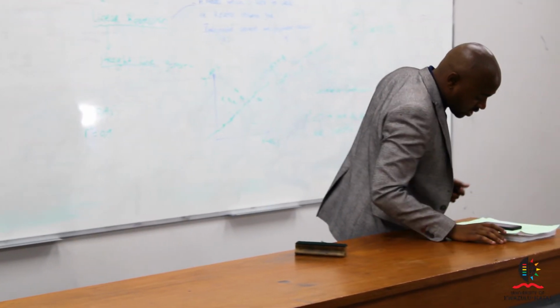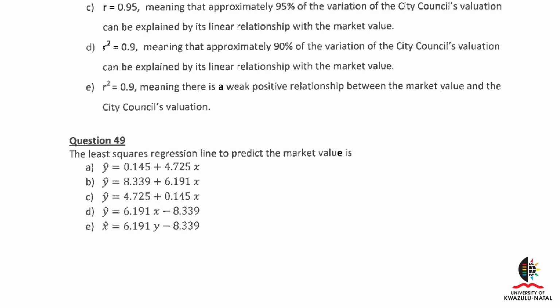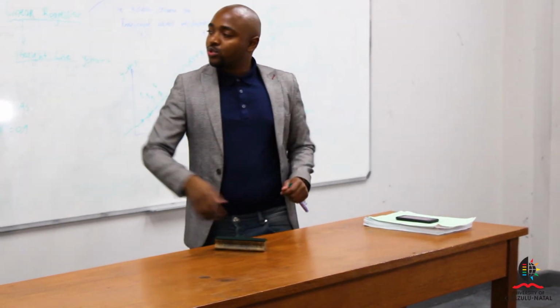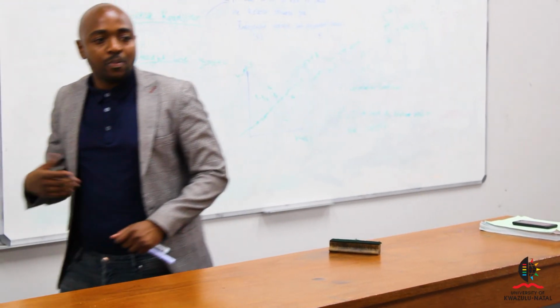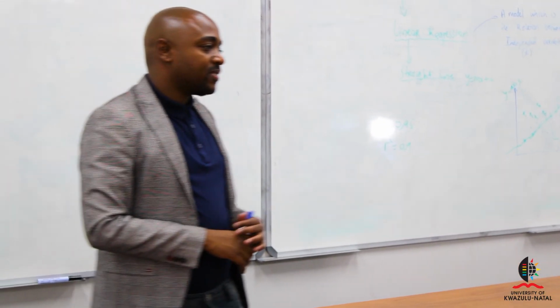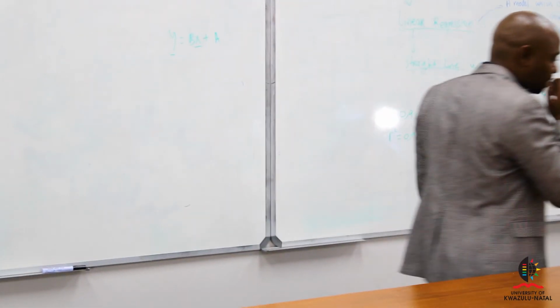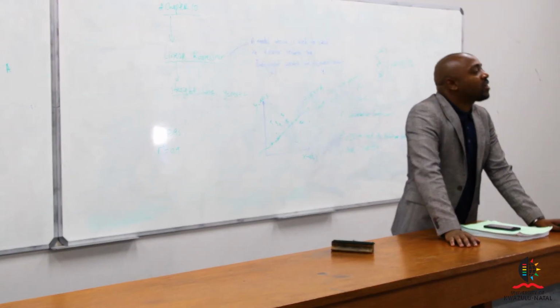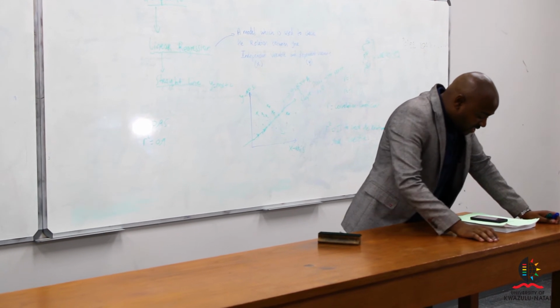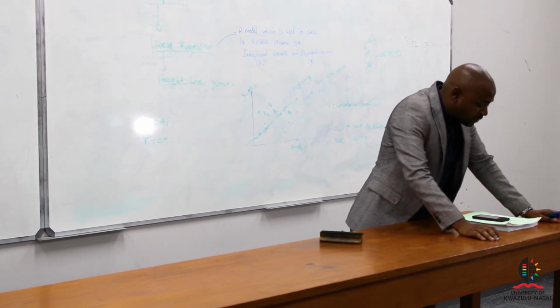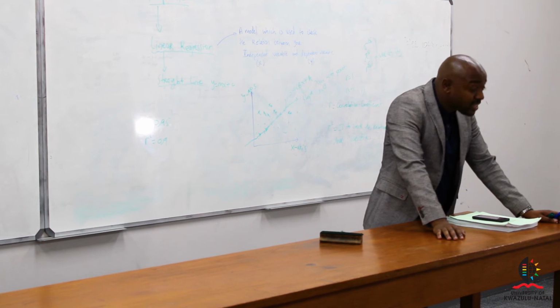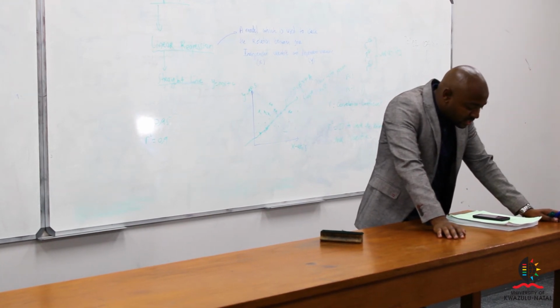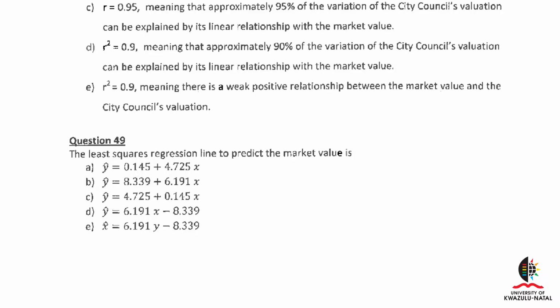The following question is 49. If you look at question 49, the least squares regression line to predict the market value is. Now they want you to find this equation. You can calculate your B, you can calculate your A. Again, you use your calculator. What's the answer for question 49? It's D.